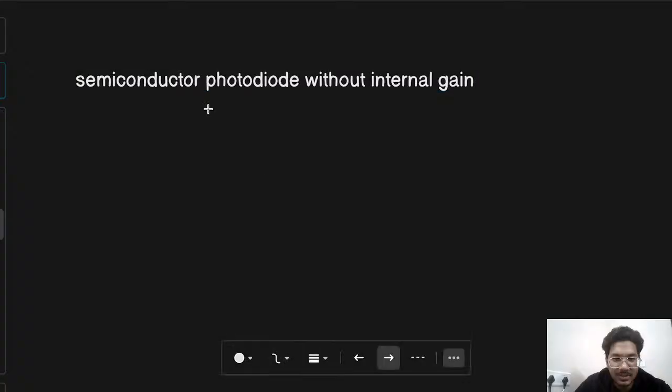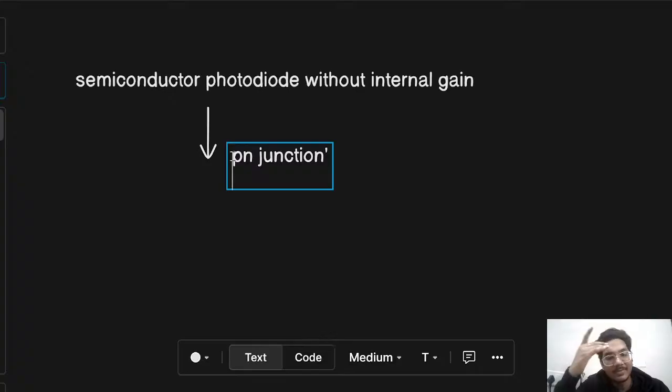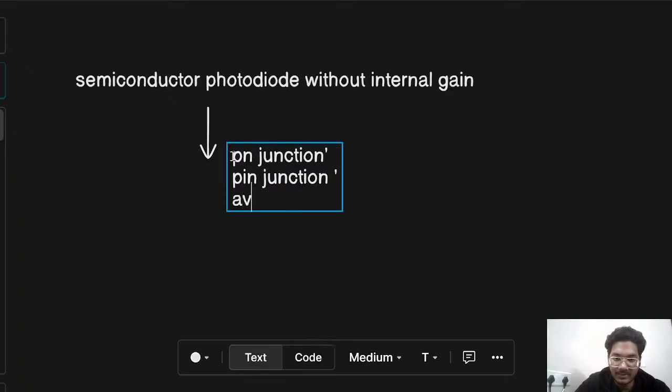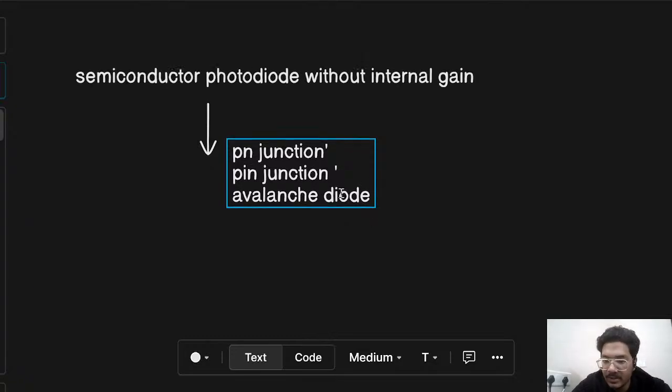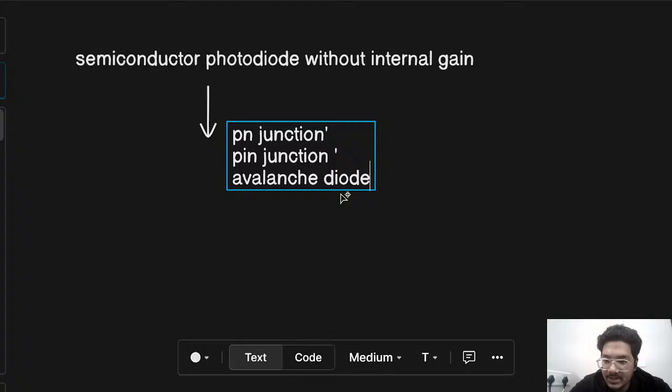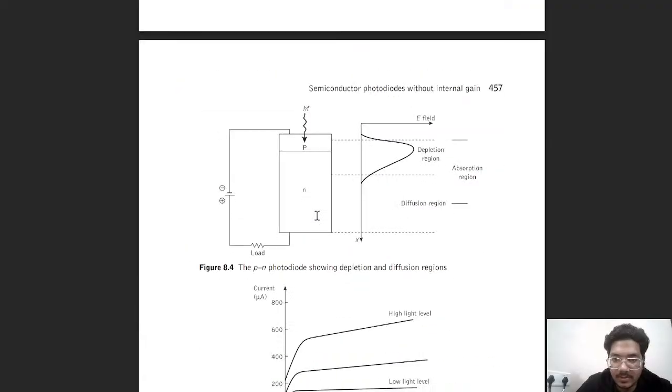So we have to study three types of photodiode. One is the PN junction. After that, there are some drawbacks and limitations in the PN junction, so we move to the PIN junction diode. Then we move forward to the avalanche diode, where we use internal gain. In the PIN junction diode, there is a structure of diffusion and depletion. Let's see the structure of the PIN diode.